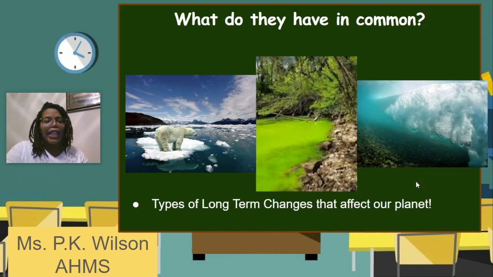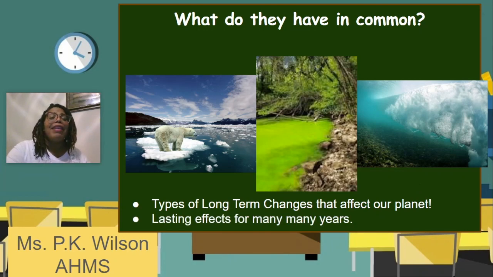So they affect our planet. They're long-term changes. They affect the ecosystem over a long period of time. And that would be for many, many years to come. They will be having an impact on the organisms that live there. So there are 3 main types of long-term changes that you need to know about in life science. So we'll talk about each of those today.